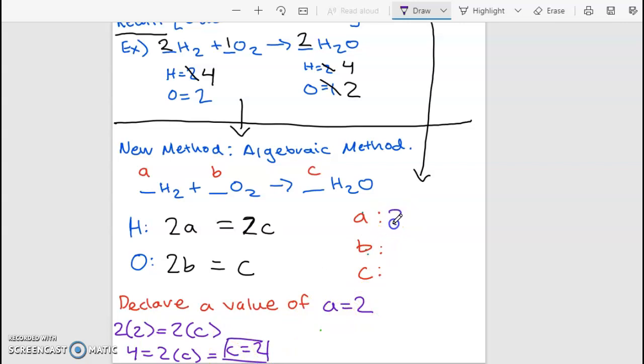Remember, we said A is equal to 2 and C is equal to 2, right? Well, let's take a look here. Now I want to find B. 2B is equal to 2C. Divide by 2 both sides.